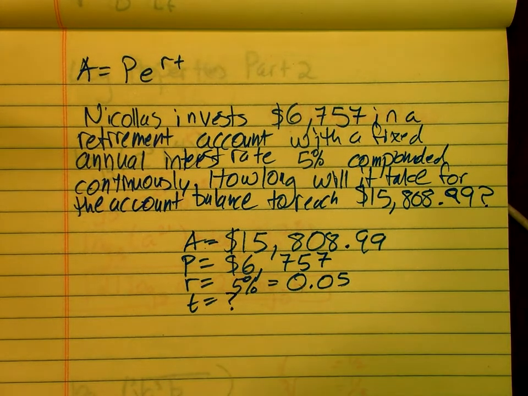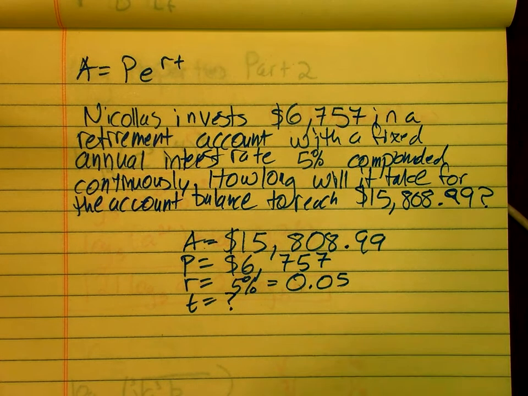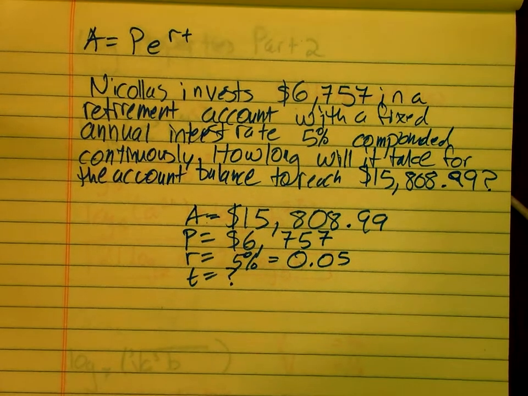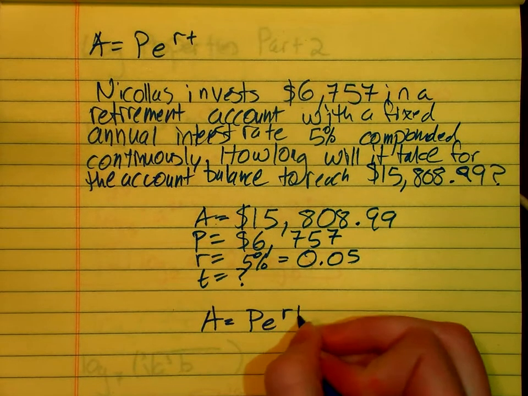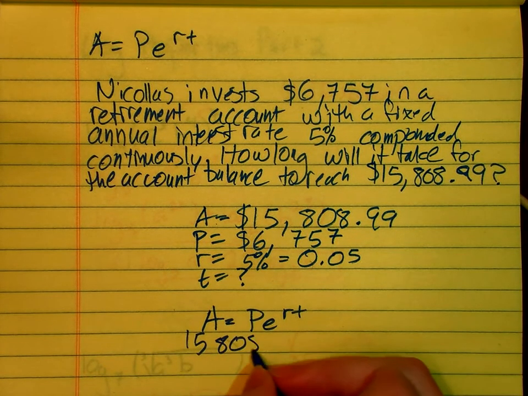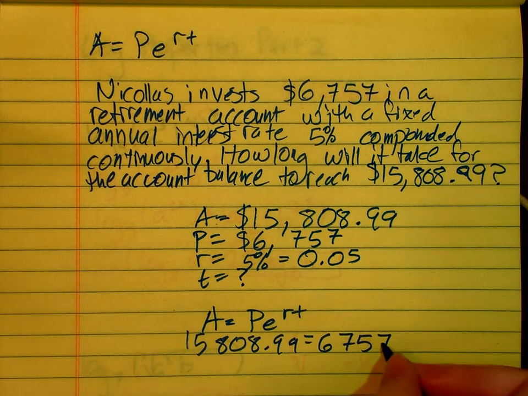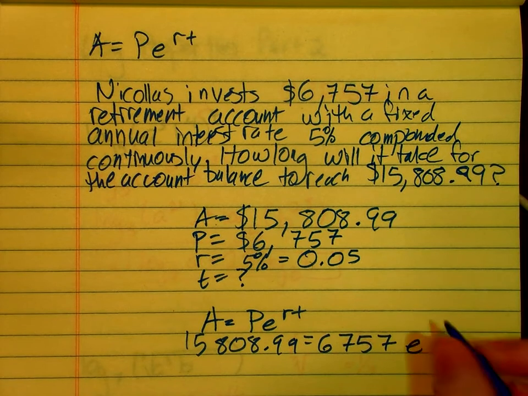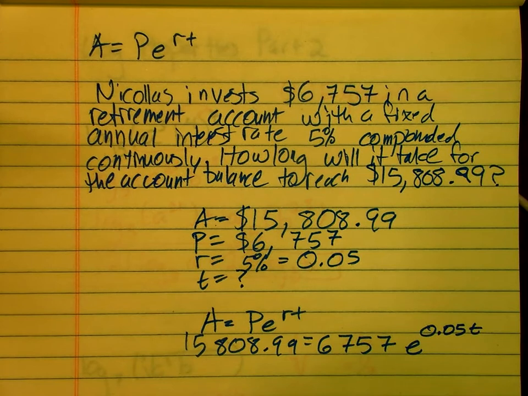That's my question mark. Now, if you find that all of a sudden all 4 variables are defined, go back and check the problem. If it's a math problem, they're not going to define everything for you. If it's a real life problem, maybe they will. Typically, you're solving for something, though. Alright, so we get A equals Pe^(rt). So we get our ending amount, $15,808.99 equals starting amount, $6,757 e to the 0.05 times unknown t.